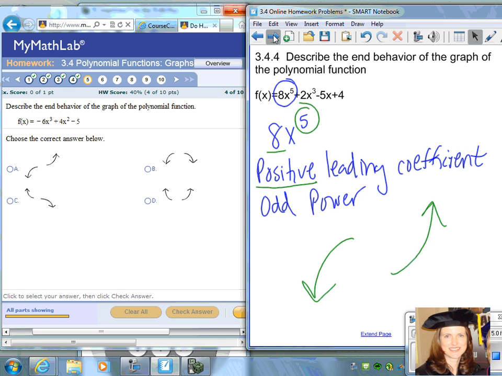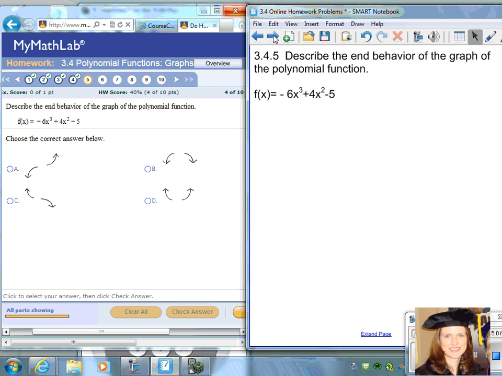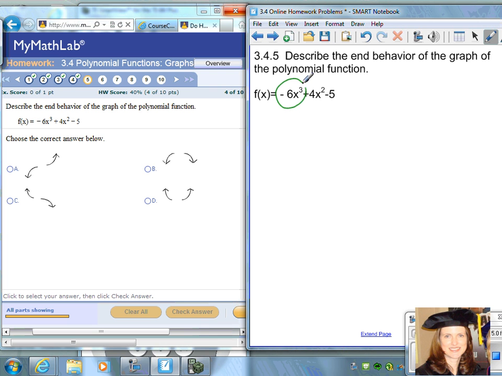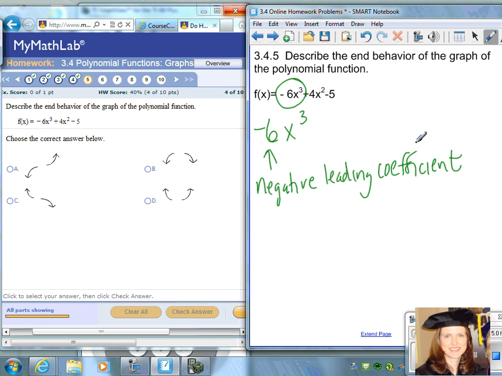All right, let's look at number 5. Again, you're just making your decision based on the leading coefficient. The leading term is negative 6x to the 3rd. It is a negative leading coefficient, and what that means is it's going to end up on a low, going down the graph. Think of a frown, it's negative, it's not happy, going towards the right half of the graph.